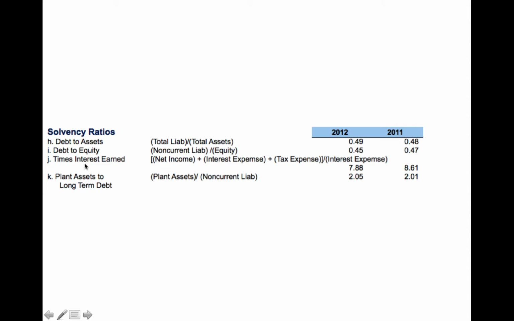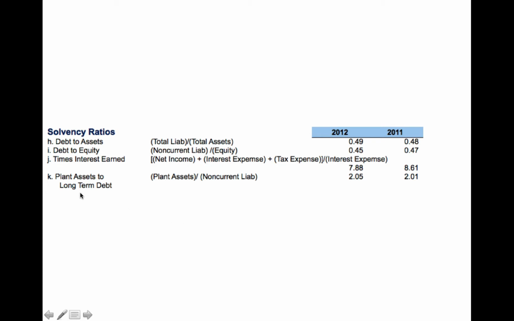Times interest earned is a nice calculation that measures how much net income you are earning as a multiple of the interest expense you have to pay. So the formula here, which is a ratio, is net income. We're going to add back interest expense and tax expense, divided by interest expense, and the question is, the bigger the ratio, the easier it is for you to make your interest expense payments. In other words, the bigger the ratio, the more cushion you have to make interest payments and have net income left over.